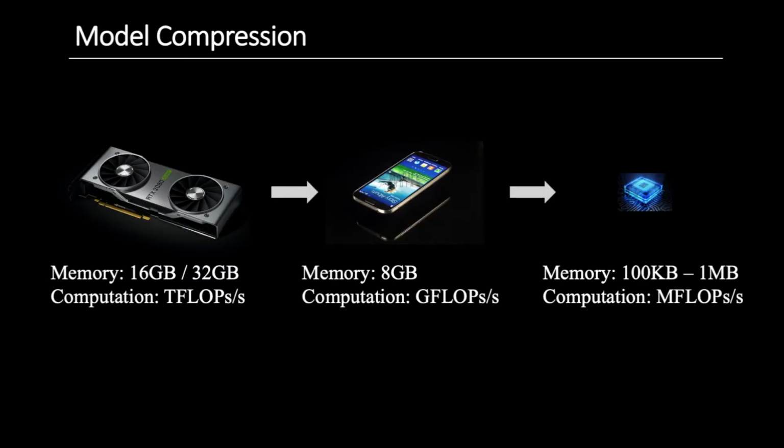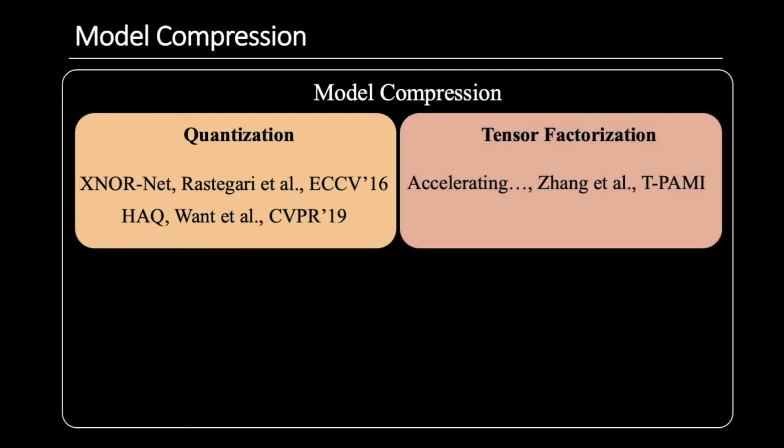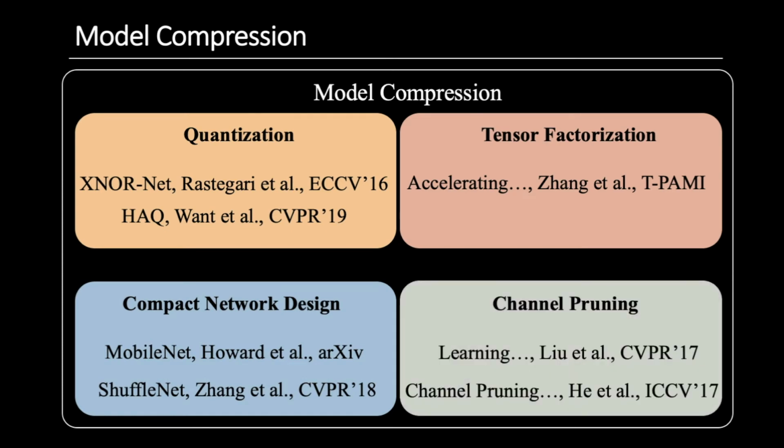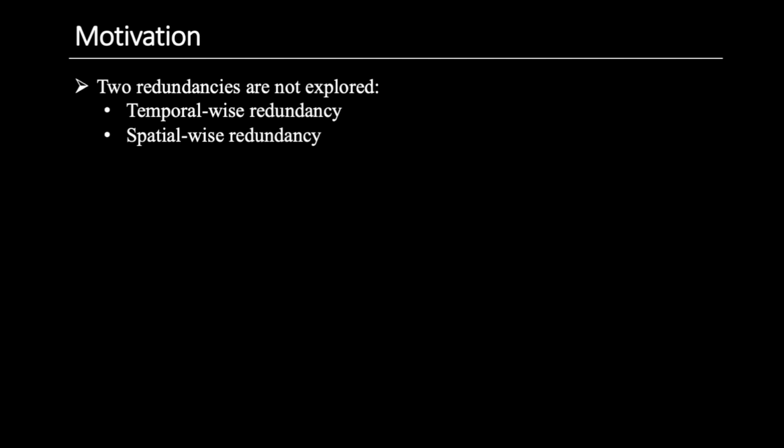Although deep neural networks have achieved many successes in computer vision, it is still a challenging task to deploy these networks on mobile devices. Model compression techniques aim to compress the deep model and deploy them on these devices. It can be roughly categorized as quantization, tensor factorization, compact network design, and channel pruning. However, the existing methods do not explore two redundancies, the temporal-wise redundancy and the spatial-wise redundancy.